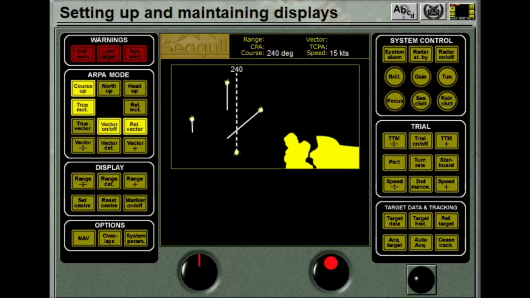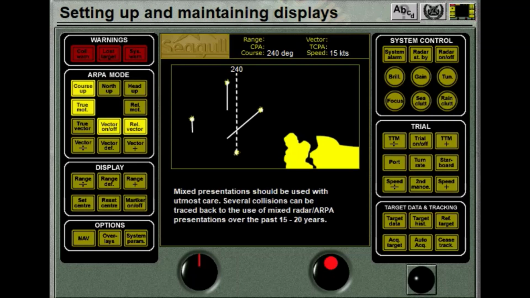Used correctly, during short intervals, mixed presentations can be very useful, especially on ARPA systems which do not allow you to operate over time in mixed mode. That is, has secured that mistakes of this type can take place. Mixed presentations should be used with utmost care. Several collisions can be traced back to the use of mixed radar ARPA presentations over the past 15 to 20 years.